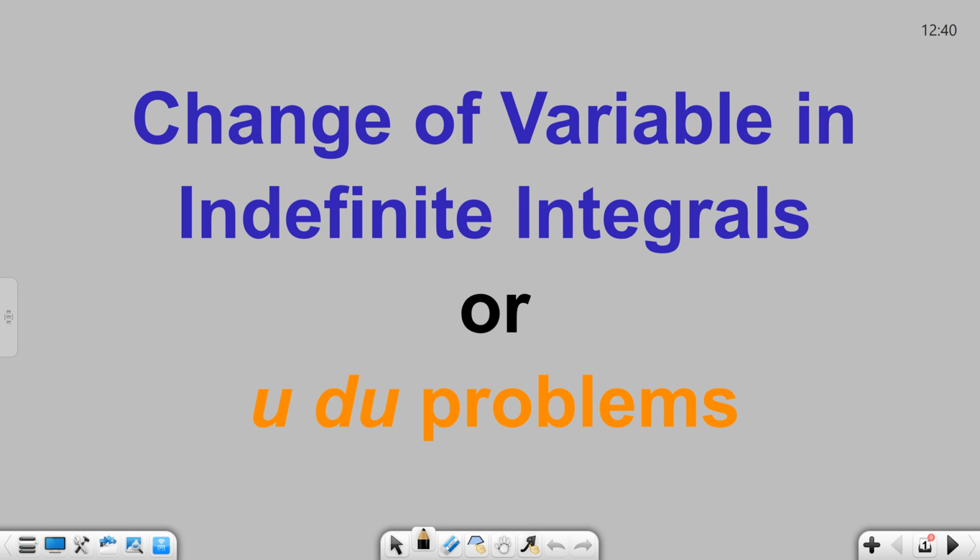Today we're doing a change of variable in indefinite integrals. And then, once you get this under control, we're going to transition to definite integrals.